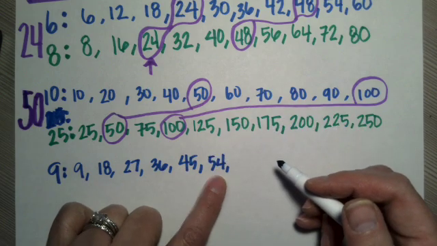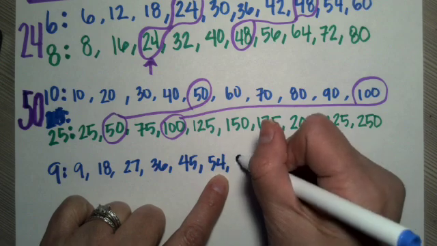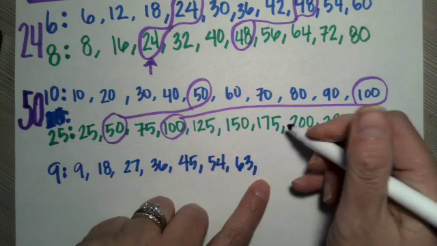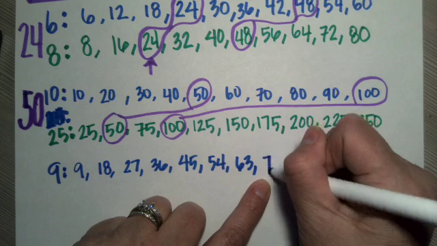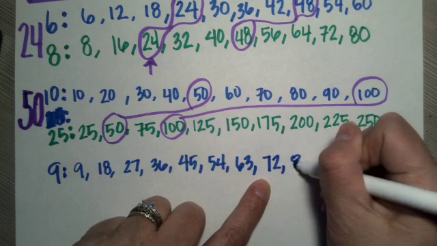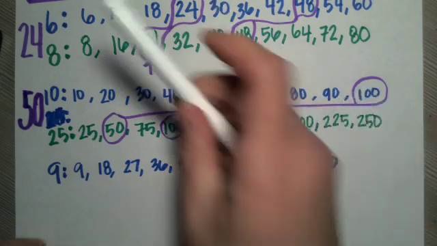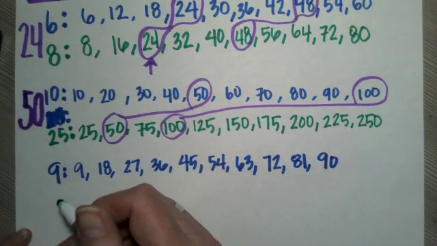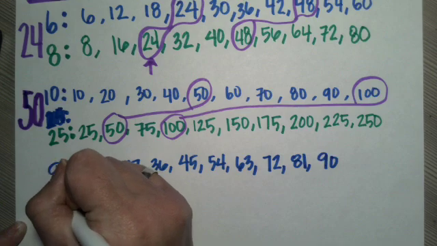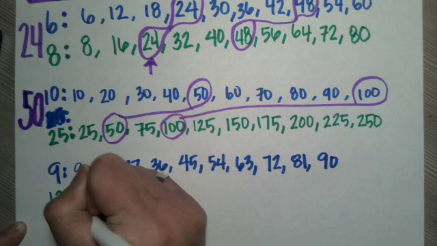9 times 5 is 45. 9 times 6 is 54. 9 times 7 is 63. 9 times 8 is 72. 9 times 9 is 81. And 9 times 10 is 90. Then we switch over and we're going to do 12. And we got to go all the way up to 10.